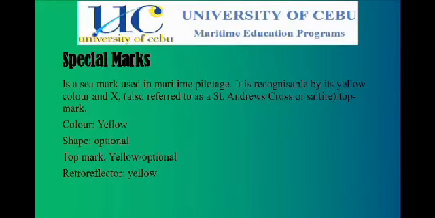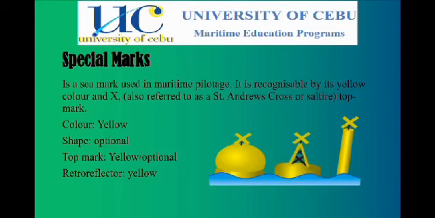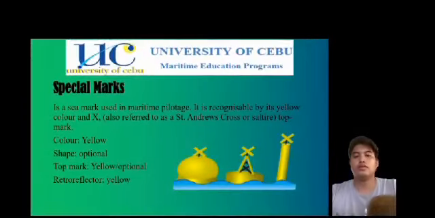Specifications of special marks. Color: yellow. Shape: optional. Top mark: yellow, optional. Retroreflector: yellow. Specification of a special buoy: SM 800, diameter 800 millimeters, buoyancy depth 2 to 10 meters, freeboard 450 millimeters. SM 1200, diameter 1200, buoyancy depth 3 to 15 meters, freeboard 510 millimeters.